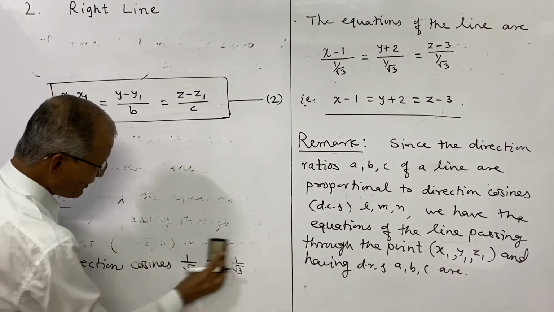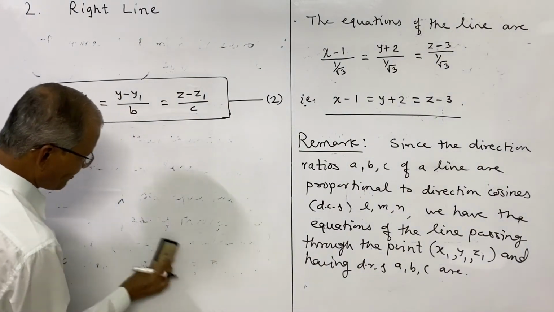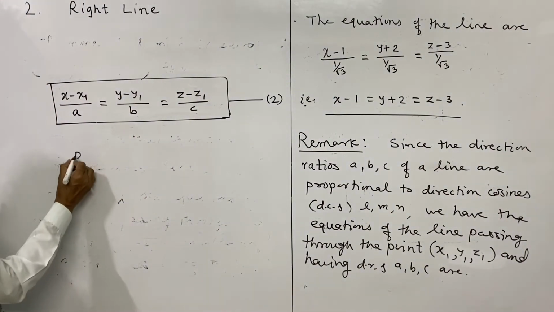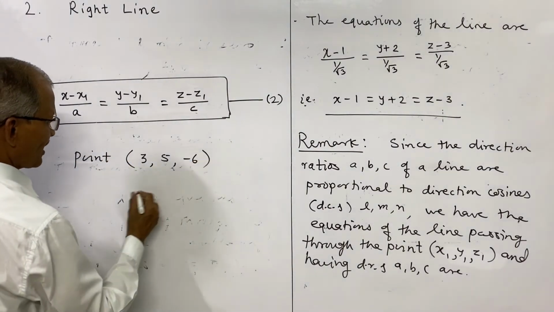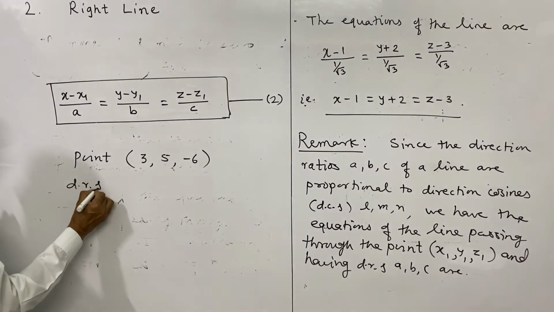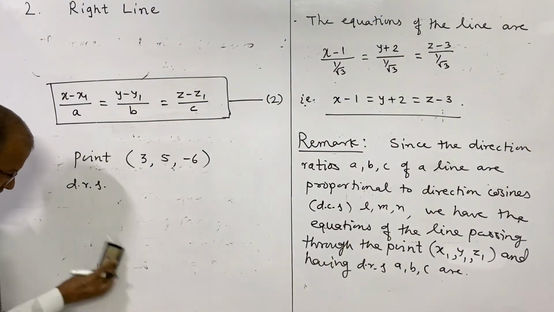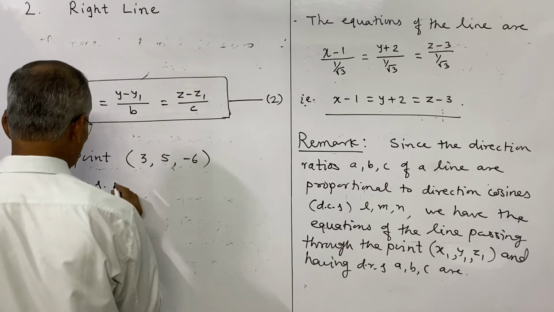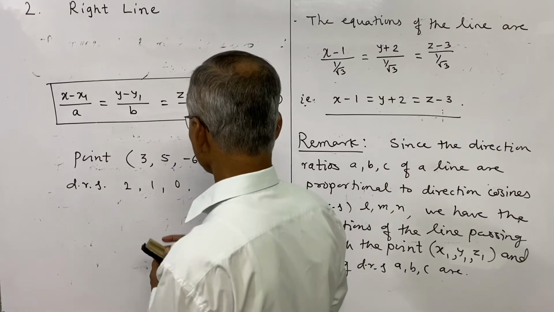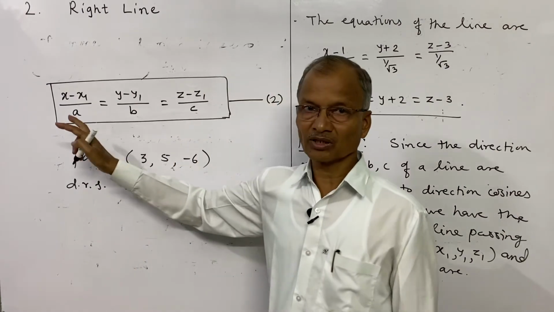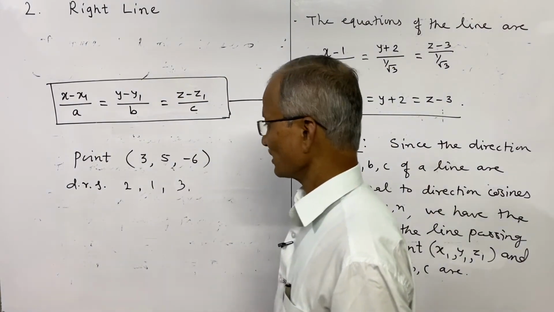Now an example will be simple for this. It is direct. So the equation of a line passing through the point, say, 3, 5 and minus 6, and the DRs are given as, now for DRs there is no condition, you can consider any three numbers as DRs, and suppose the DRs are say 2, 1 and 0. 0 cannot be considered because we have the condition that the DCs and DRs must be non-zero. This is not defined, so instead we will consider the DR as 3.